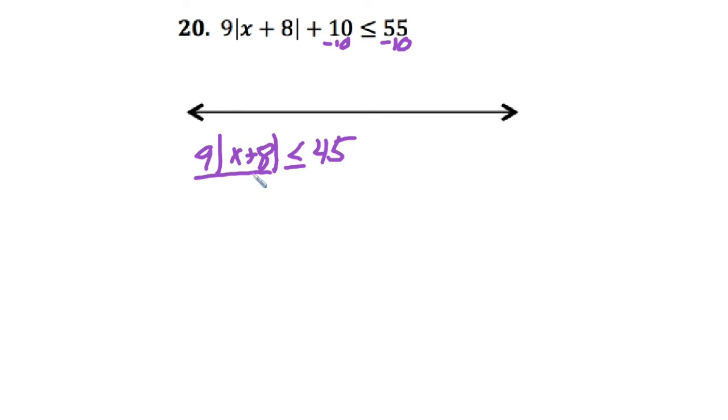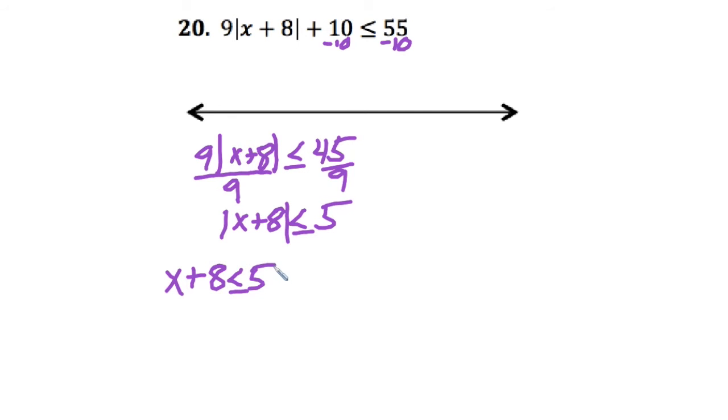Now I can't distribute the 9 into the absolute value thing because the 9's not being absolute valued. So I really have to divide the 9 off of this side to kill that. Perfectly legal as long as I do it to this side as well. So the absolute value of x plus 8 is less than or equal to 45 divided by 9, which is 5. Okay, now I have the absolute value bars isolated. Now I'm ready to split to two inequalities. X plus 8 is less than or equal to 5, and x plus 8 is greater than or equal to negative 5.